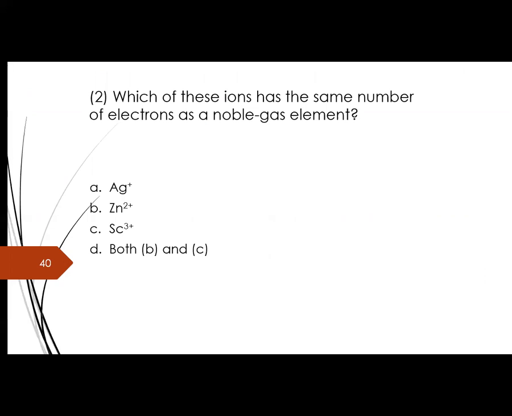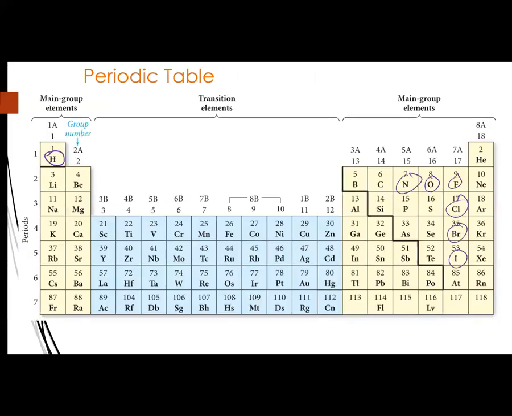And so when we look at our periodic table, we were talking about silver and zinc and scandium. Now zinc was a +2, so it lost 2 electrons. Doesn't look like a noble gas. Silver was a +1, it lost 1 electron. Doesn't look like a noble gas.